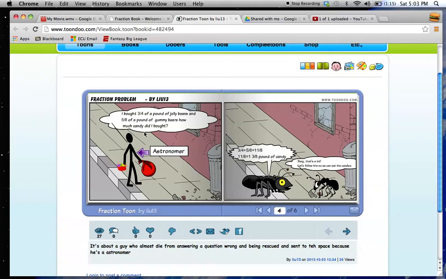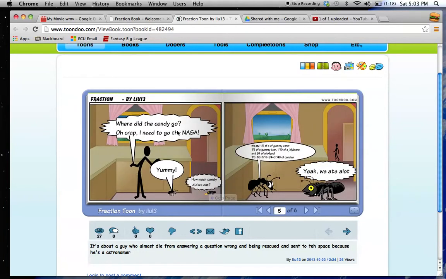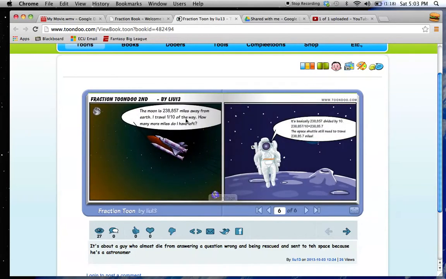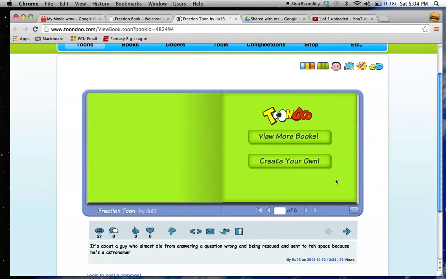Now he's talking about, I bought 3/4 a pound of jelly beans and 5/8 a pound of gummy bears. How much candy did I buy, he should have said. Then he does the math over here, switches the improper fraction to a mixed number, and then, dang, that's a lot of candy. Then they go into the house and have the bugs talk still, and make up a story about getting to NASA and then taking a fraction of how many miles away the moon is from the Earth, and that is the end.